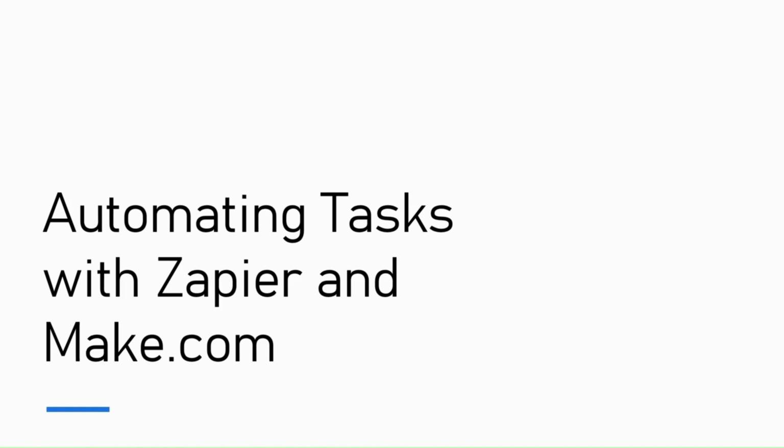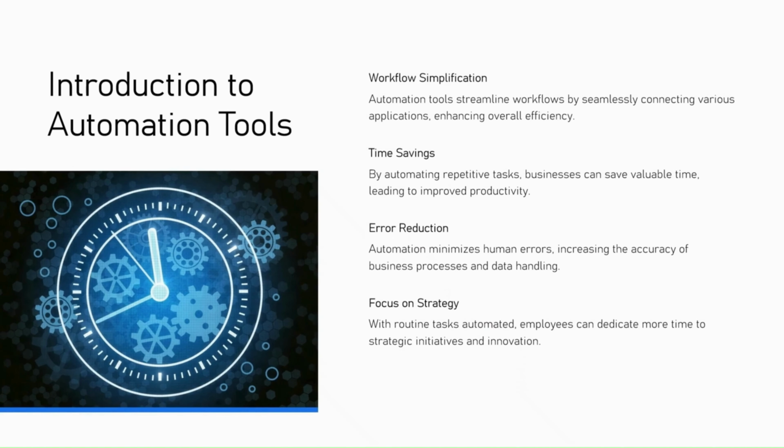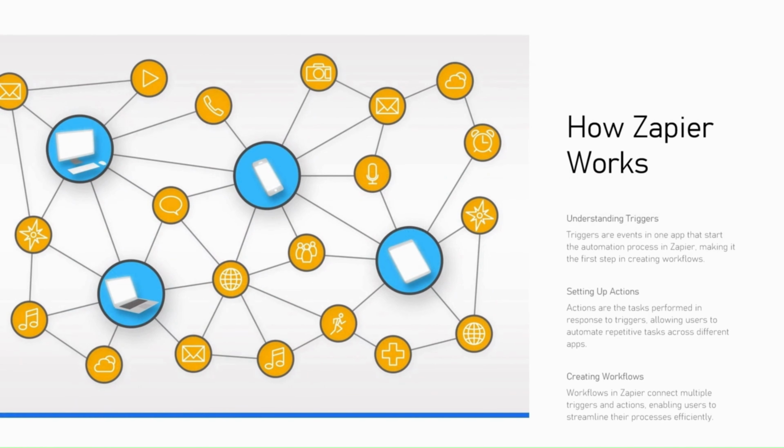Zapier and Make.com let you connect apps like Gmail, Slack, and Google Sheets without writing a single line of code. For example, you could set it so every time you get a form submission, it automatically saves the details to a spreadsheet and emails you a summary, saving manual working hours. Automation tools connect apps to save time and cut errors, letting teams focus on bigger goals.